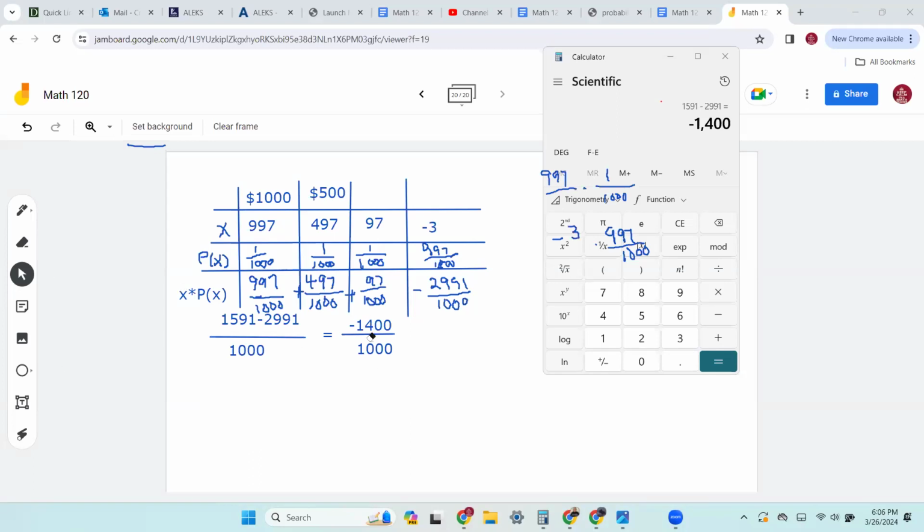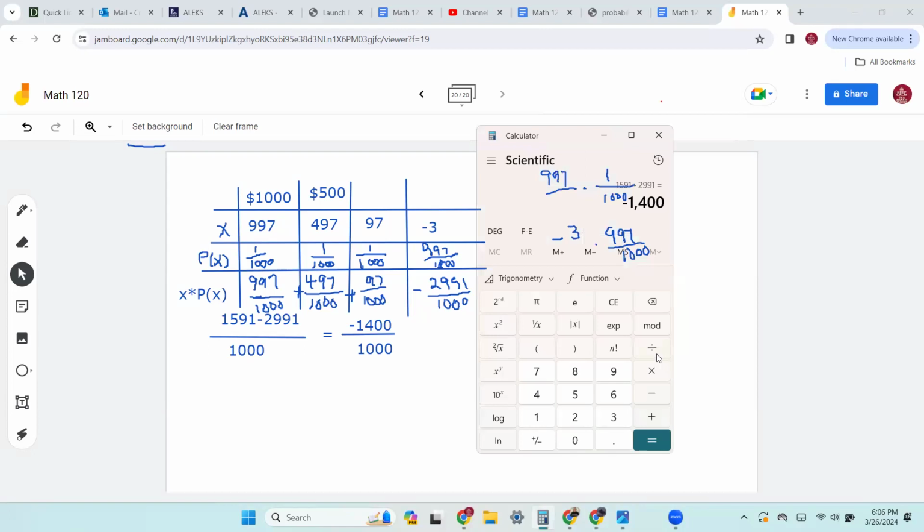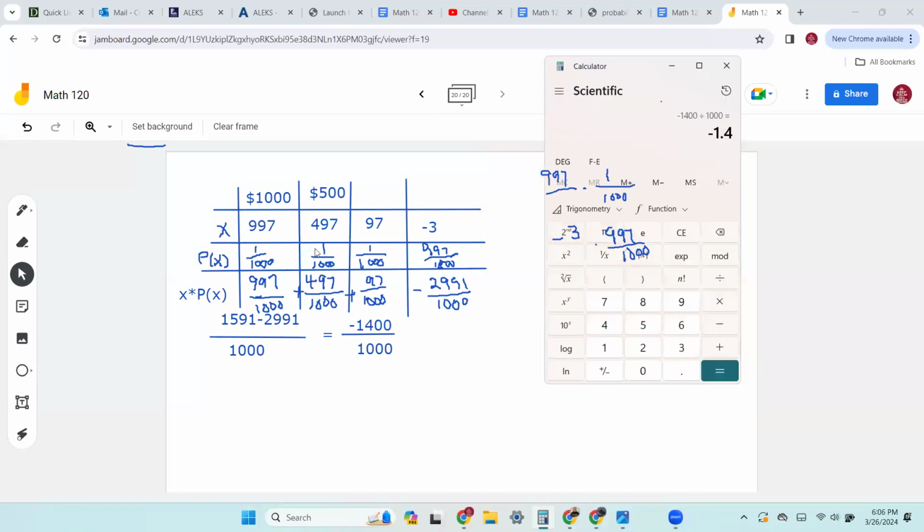All right. So now I'm going to take the negative 1,400 and divide it by 1,000. That's what a fraction means. It means divide. So that's the expected value: negative $1.40.